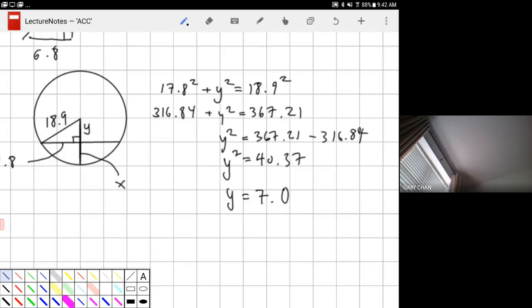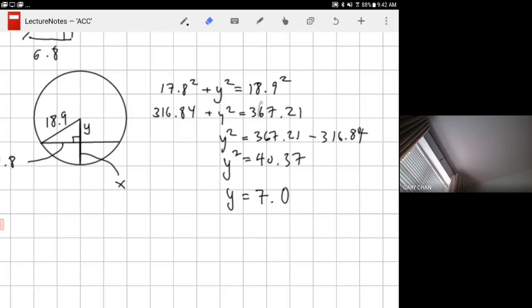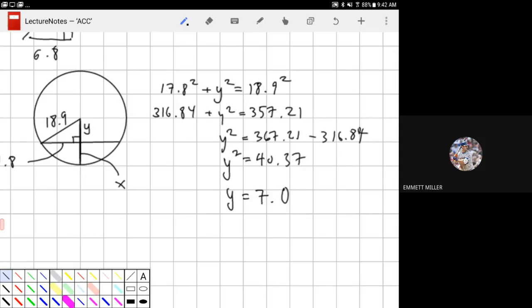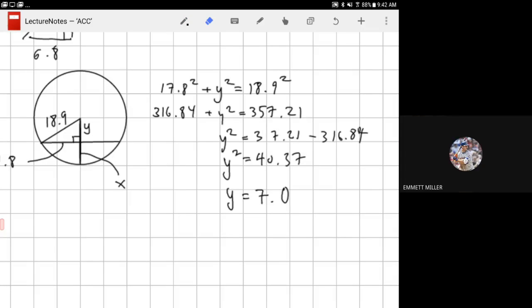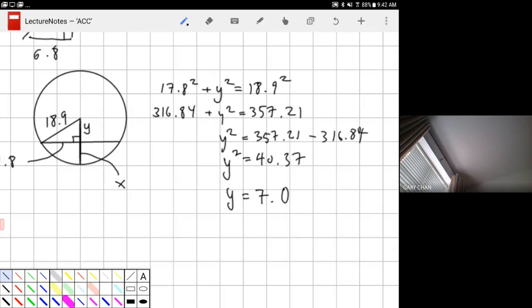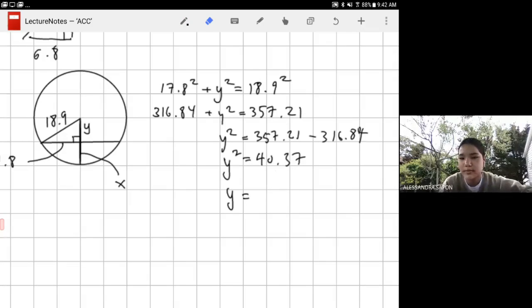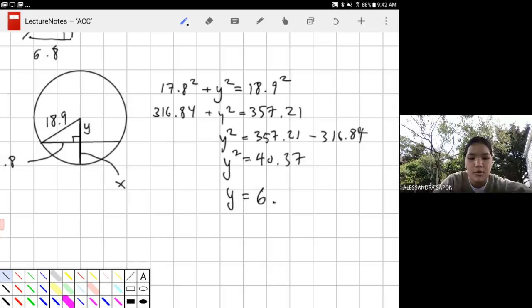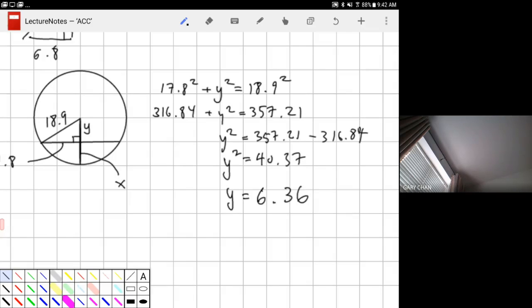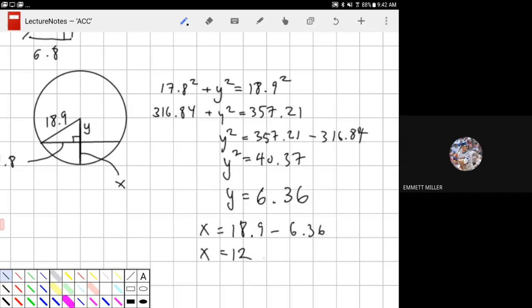Wait, 40 point. Was 18.9 squared not 367? It was 357.21. Yeah. Okay. And then that's 40. So then 6.4. 6 point how much? 36. 6.4. Okay, and then we're going to take that and subtract it from how much? 18.9. 18.9 minus 6.36, which turns out to be, Emmett, one more time? 12.54. 12.5.